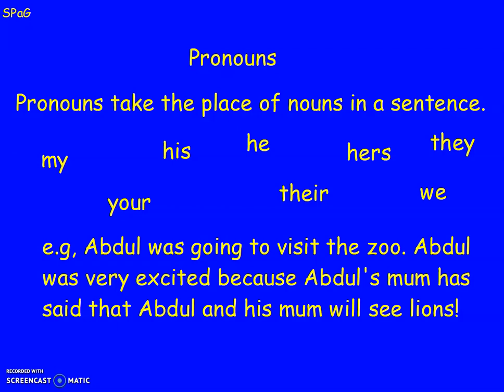Okay, so this sentence is about Abdul going to the zoo. So the first sentence introduces it. Abdul was going to visit the zoo. So that's okay. But instead of repeating his name in every sentence lots of times, we can change them into pronouns. So this one we can change to say he. Can you spot any others that we could change? Abdul was going to visit the zoo. He was very excited because, what could we say here?